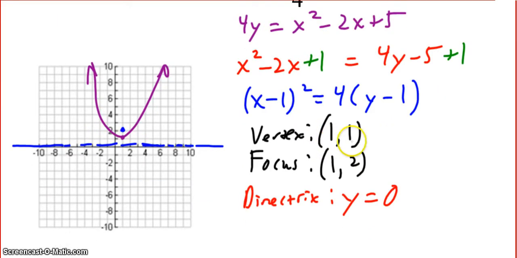So I know my vertex is the point 1, 1. I can graph that. The p-value is going to be 1, since 4p is 4. It's positive, the x is squared, so it's going to open up. So my focus is going to be the point 1, 2, and the directrix is going to be the line y equals 0.